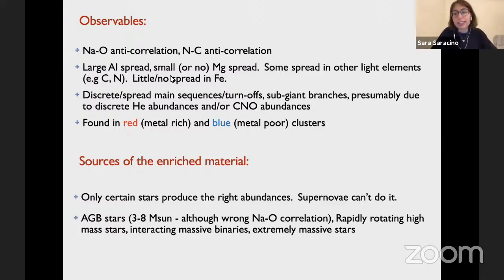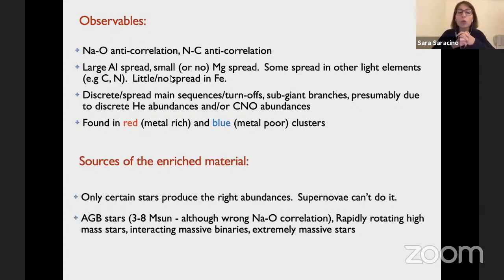And so theoreticians have tried many times to think of a way to explain the origin of multiple populations, but I should say that none of the scenarios put forward so far really matches all the observational constraints that have been discovered. But for sure, we know that all these elements that vary in globular clusters are responsible for the hot bottom burning phase, which happens for very massive stars.